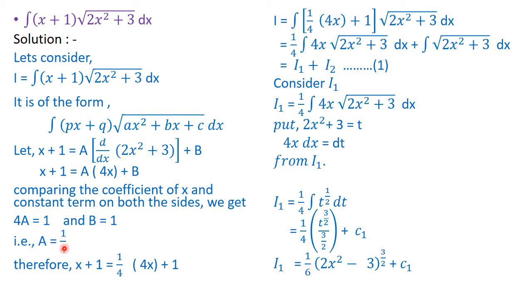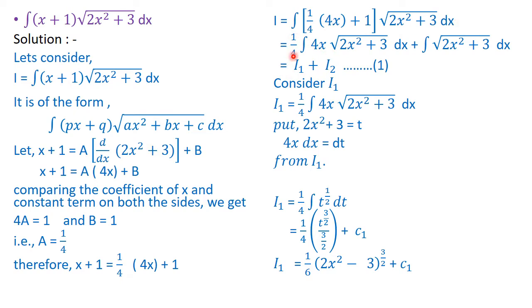Now using the values of A and B in this equation, we have x plus 1 is equal to 1 by 4 into (4x plus 1). Then replacing this term in the given integral I, we get I is equal to the integration of 1 by 4 into (4x plus 1) into root 2x square plus 3 into dx.